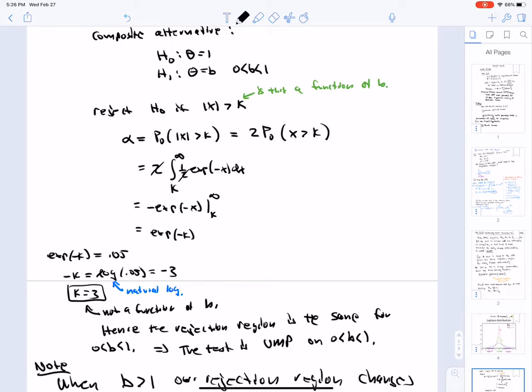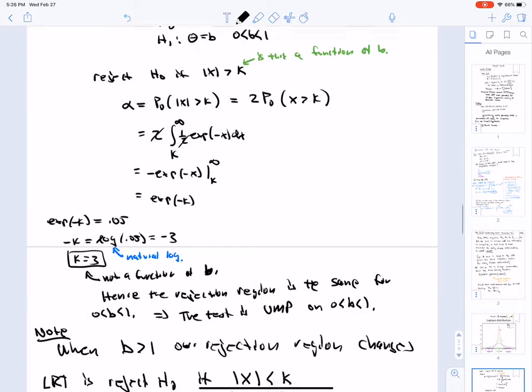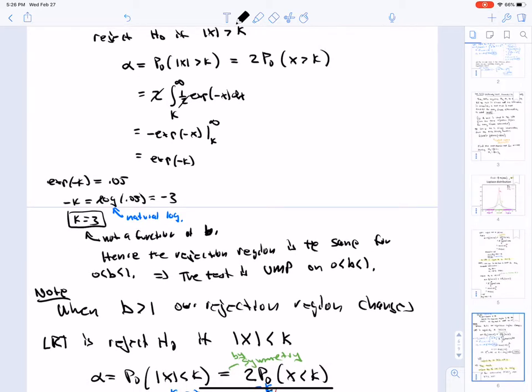as long as b is between 0 and 1. So the rejection region is the same for all b between 0 and 1, and hence the test is UMP.